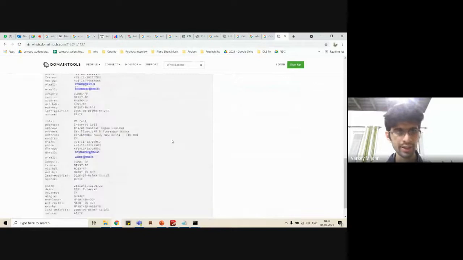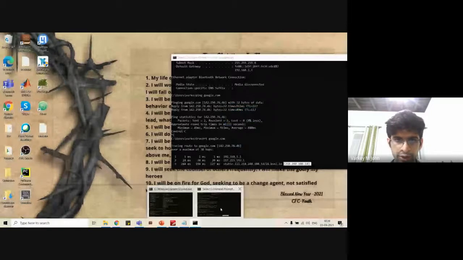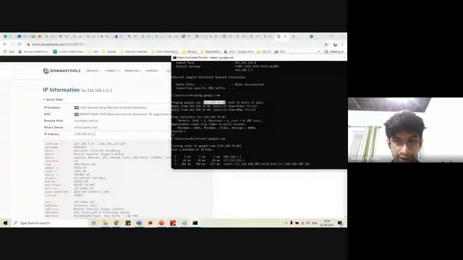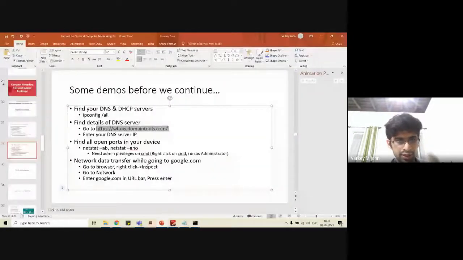Actually, if you go to some websites, you can even get the approximate geographical location of the IP address as well. So that's about DNS server. This DNS server is the one that is giving me what IP address google.com is or facebook.com is. So when I'm pinging google.com, this is the particular IP address. This is a particular DNS server which is giving me this data about which IP address google.com is. So yeah, that's about DNS servers.